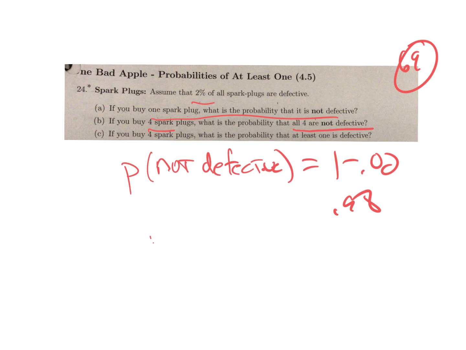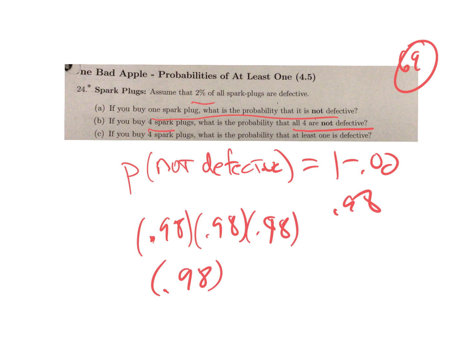So these are independent events, and because of that, we can just do the repeated multiplication rule. I could do 0.98 times 0.98 times 0.98 times 0.98, or the easy way, 0.98 to the 4th power, because we've got 4 spark plugs. That'll be the answer to B. Then to get the answer for C, we'll just do 1 minus that answer. You can look up the numeric answer in the back of the book, or in the selected answers in course resources.